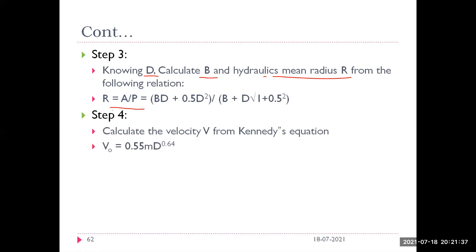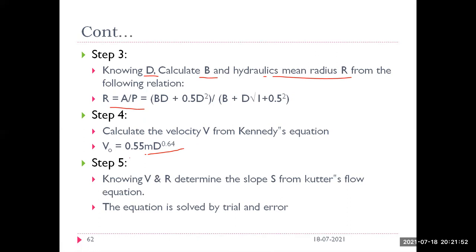So once you calculate the hydraulic mean radius, next what you have to calculate? You have to calculate the velocity from Kennedy's equation, because you will know the depth. So calculate the critical velocity. Next, step number 5: once you know this critical velocity and the hydraulic radius, you have to determine the slope, because slope is not given.